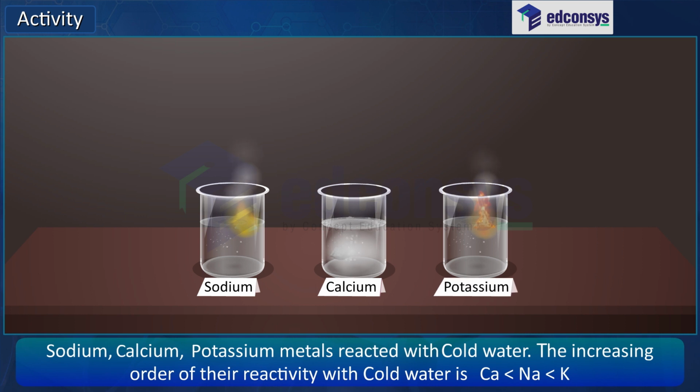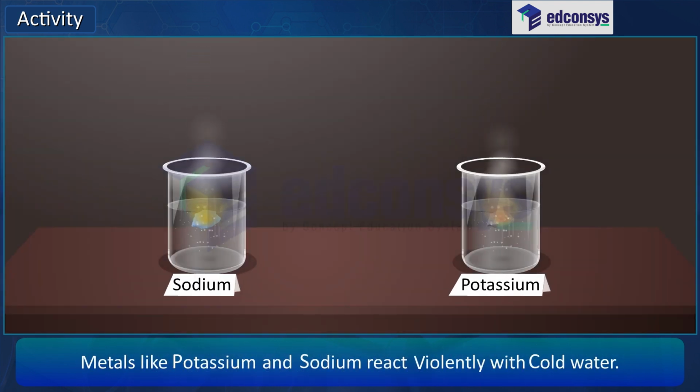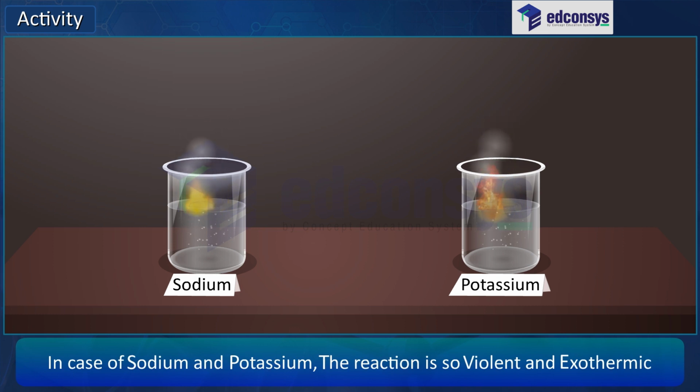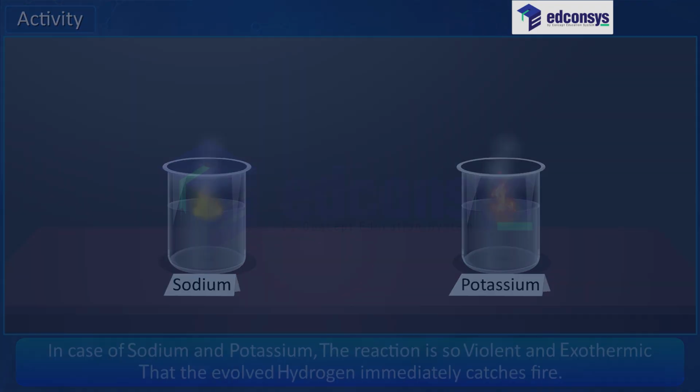Sodium, calcium and potassium metals react with cold water. The increasing order of their reactivity with cold water is Ca < Na < K. Metals like potassium and sodium react violently with cold water. In the case of sodium and potassium, the reaction is so violent and exothermic that the evolved hydrogen immediately catches fire.